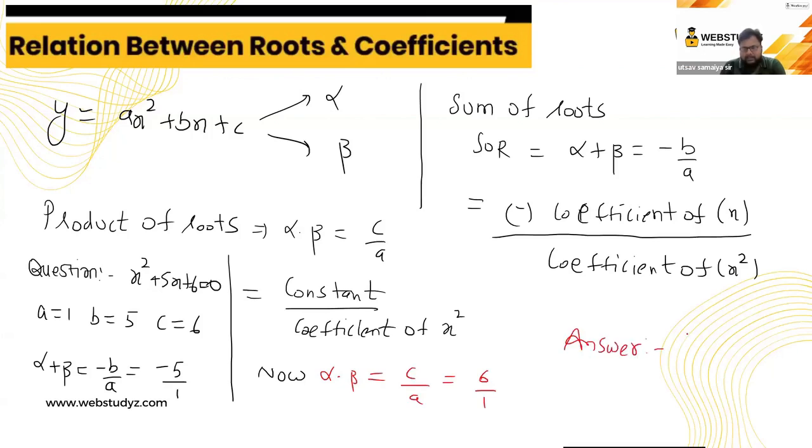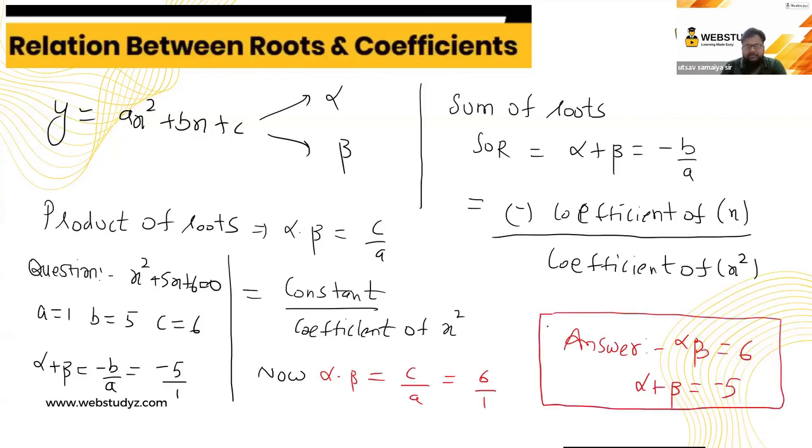So the answer is alpha into beta is 6. Alpha plus beta is minus 5. I hope it's clear to everyone, right?